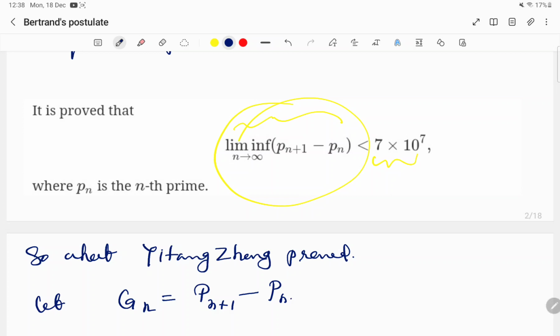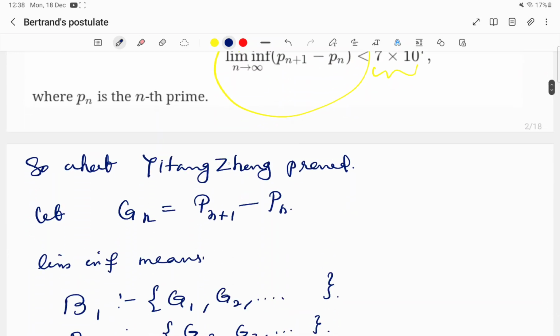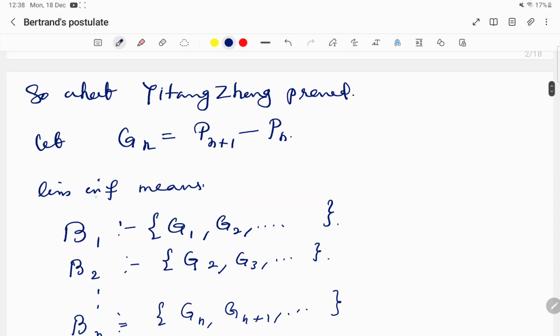So such pairs exist. I'll just give you a glimpse about limit inferior. This is very simple. Suppose you take Gn to be Pn plus 1 minus Pn. Then limit infimum means you are creating a set, for example B1. So this is Gn, Pn plus 1 minus Pn, that's our sequence, the prime gaps, the gap between consecutive primes. So B1 is starting from G1, I mean P2 minus P1, P3 minus P2, like that it is going.